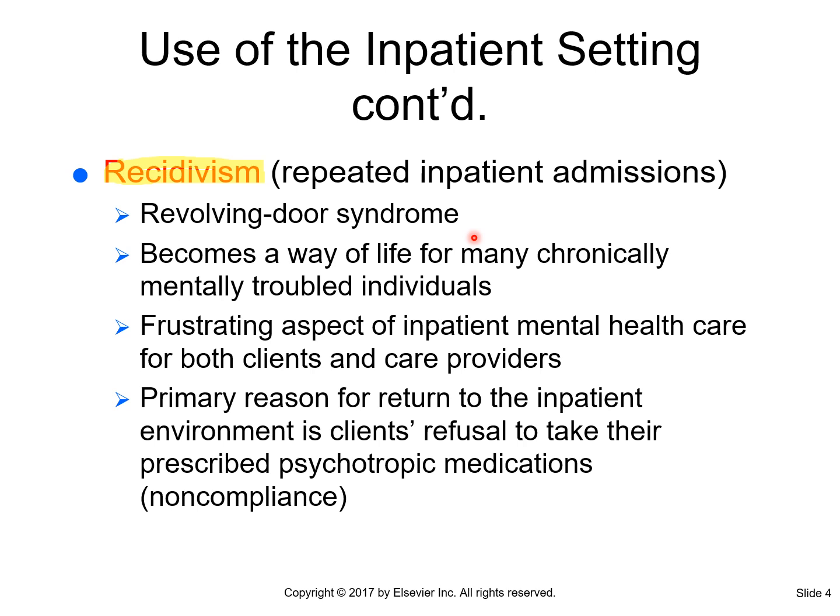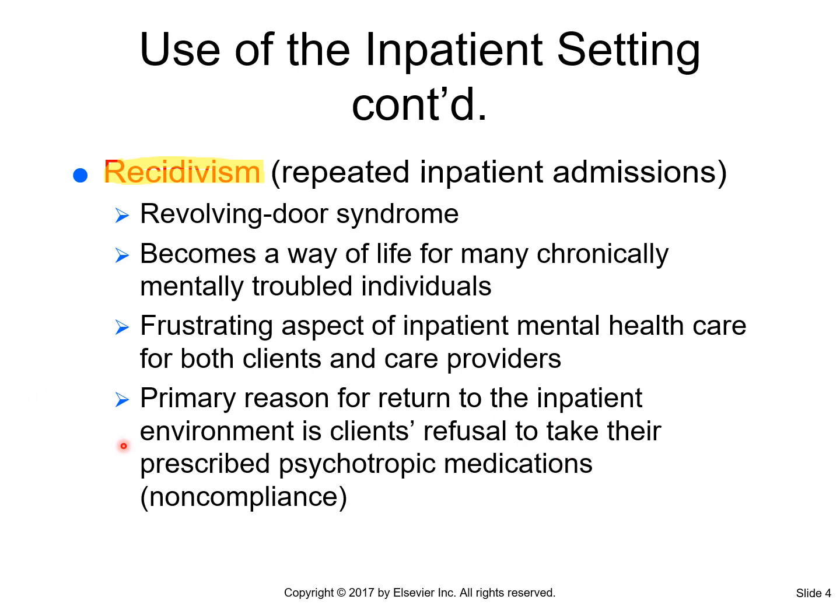And when they go to their own home, the medication or the treatment is going to depend on the patient or the family member. If they fail to do and monitor what they're supposed to be doing, then the patient is going to go back to the crisis stage, and they will need another inpatient stay. So that's why it's like a revolving door, and we call it recidivism. This becomes a way of life for many chronically mentally troubled individuals, and it's a frustrating aspect of inpatient mental health care for both clients and care providers.